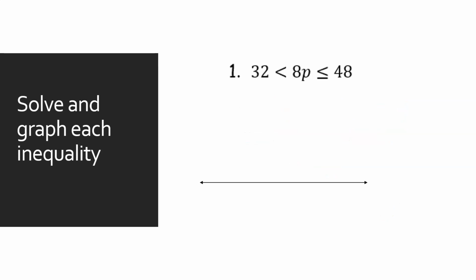So you have to solve these inequalities. So you have to isolate the variable in the middle. So I'm going to divide everything by 8. So I have 4 is less than p, which is less than or equal to 6.